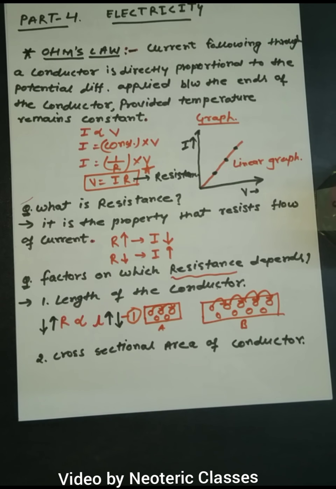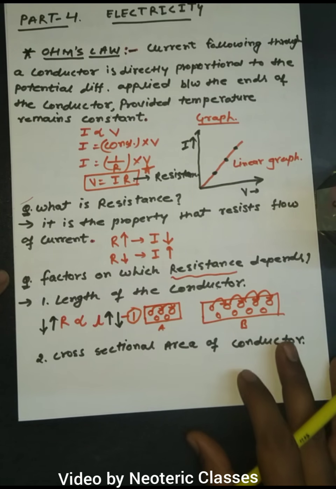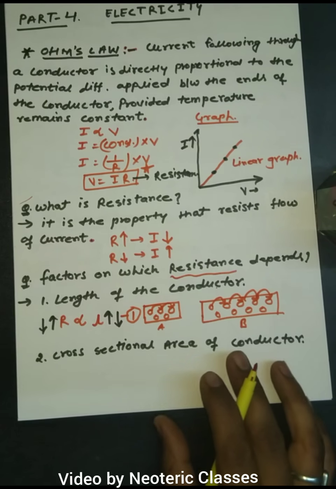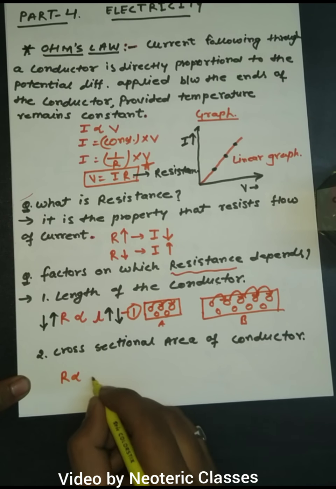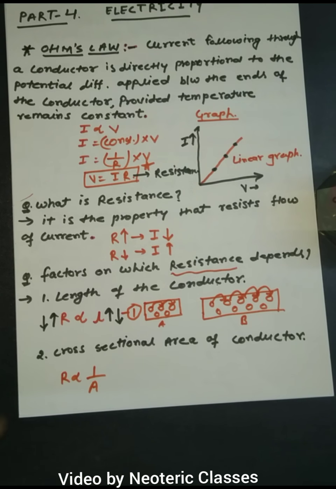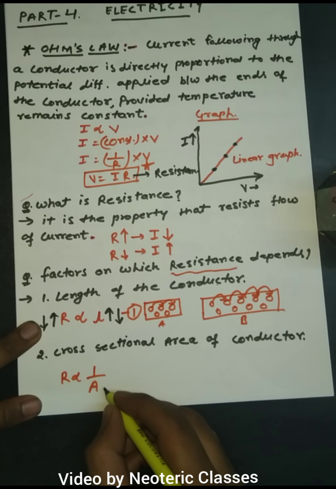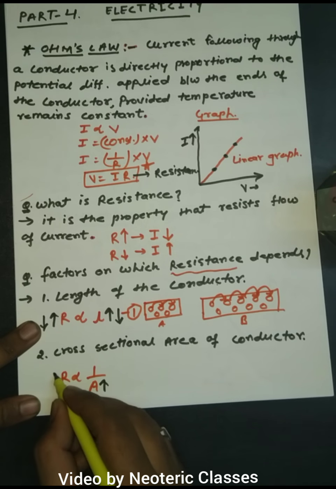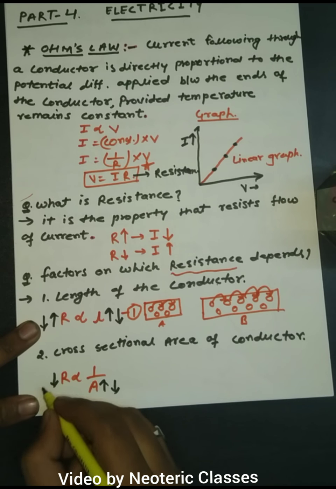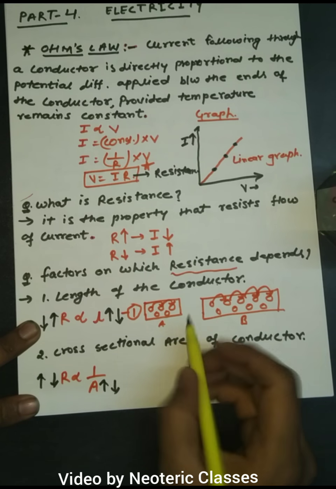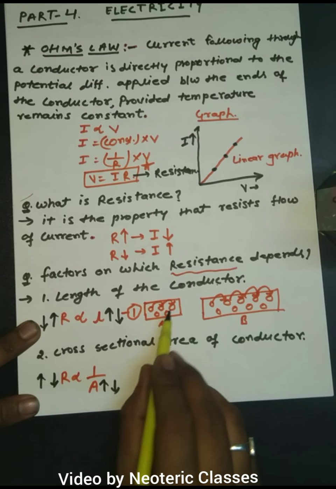Okay friends, so what is the second factor? The second factor is the cross-sectional area of the conductor. I'm telling you that the cross-sectional area has an inverse relationship with the resistance. That means if you increase the cross-sectional area, the resistance will decrease, and if you decrease the cross-sectional area, the resistance will increase. How is it possible? Just take this example.